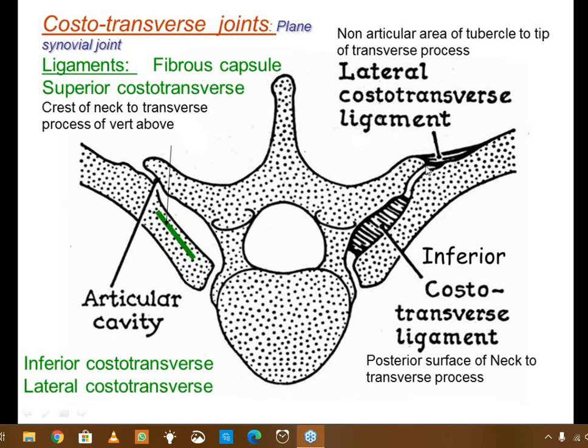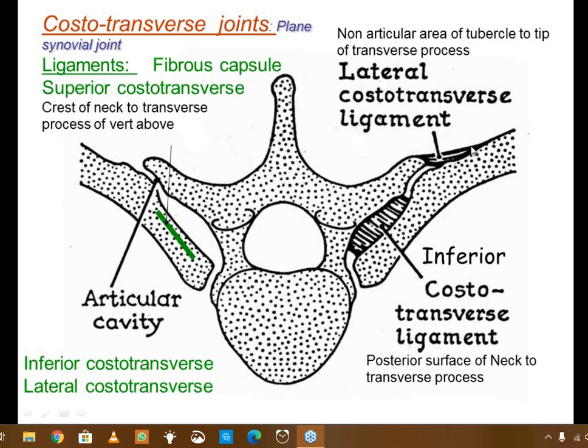And similarly, the lateral costotransverse ligament attaches the non-articular part of the tubercle to the tip of the transverse process. So, three costotransverse ligaments you need to know in relation to the costotransverse joint: superior, inferior, lateral. Superior is named in relation to the superior border of the neck of the rib, attaching to the lower border of the transverse process of the vertebra above.